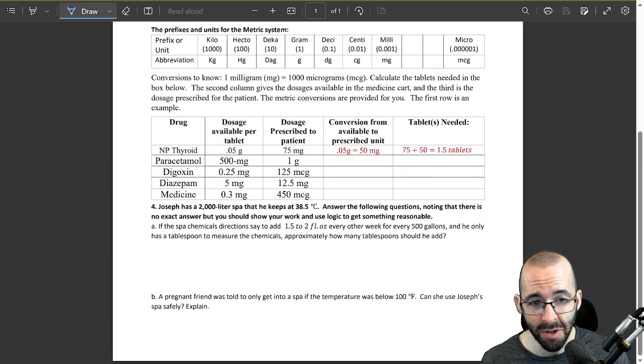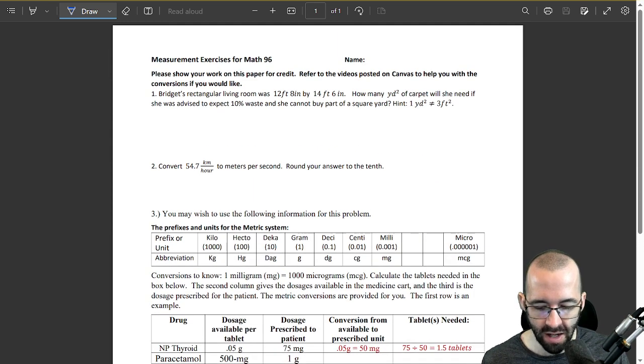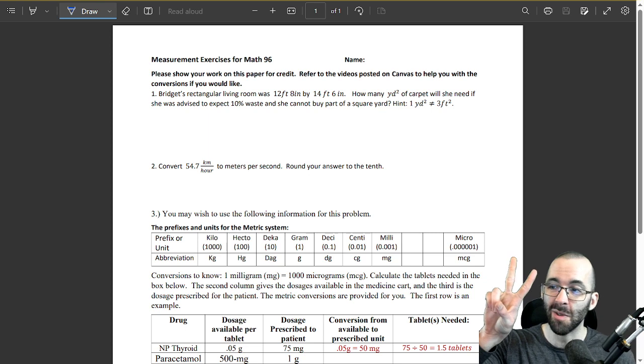There's not a lot of room to show your work, so if you have the Word document, you can add some extra spaces if you'd like, depending on how much work, or you can have your work on a separate piece of paper.